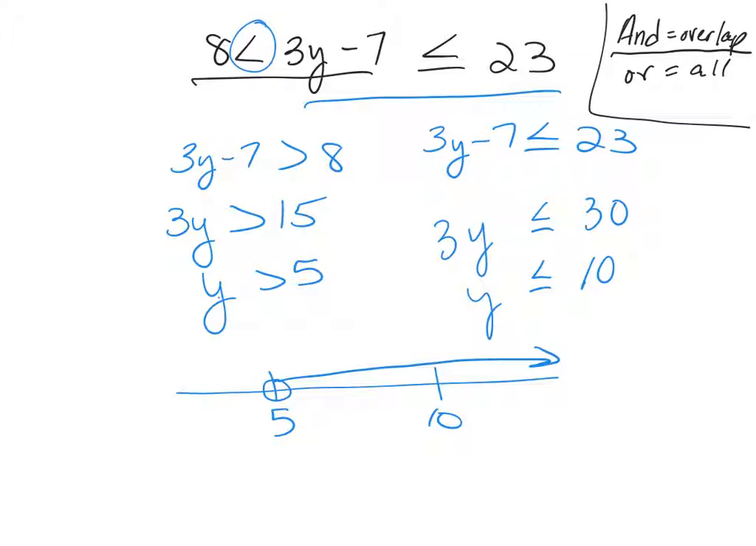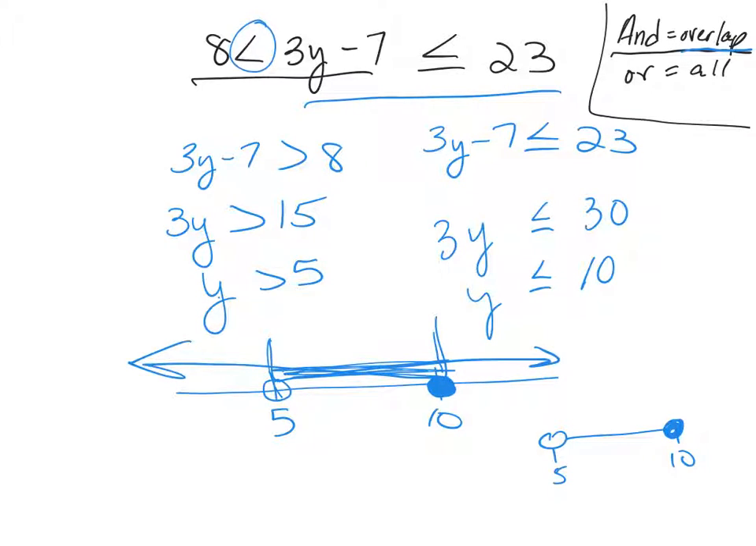And 10 is less than or equal to 23. Y is less than or equal to 10. So it's going to go all the way this way. Got it? But since and is where the two graphs overlap, the real graph that's going to go on your paper is going to look like this. Because this piece in the middle is the only piece that has graph lines going in both directions.